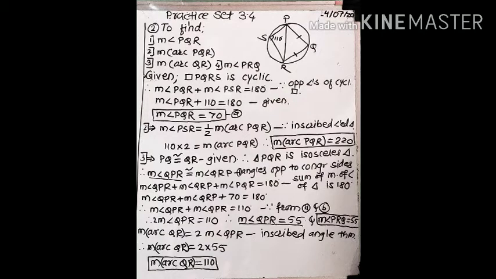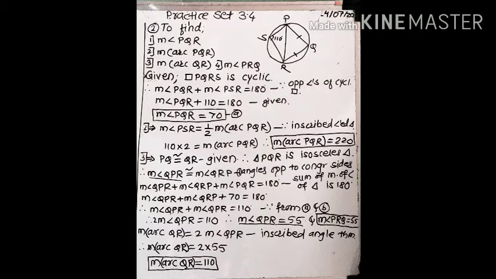Now move towards the second point. We have to find the measure of arc PQR. To find arc PQR, we can use the formula: measure of angle PSR is equal to half of the measure of arc PQR, and we have angle PSR as 110. So 110 into 2 gives us the measure of arc PQR, by the inscribed angle theorem, and that's why the measure of arc PQR we get is 220.